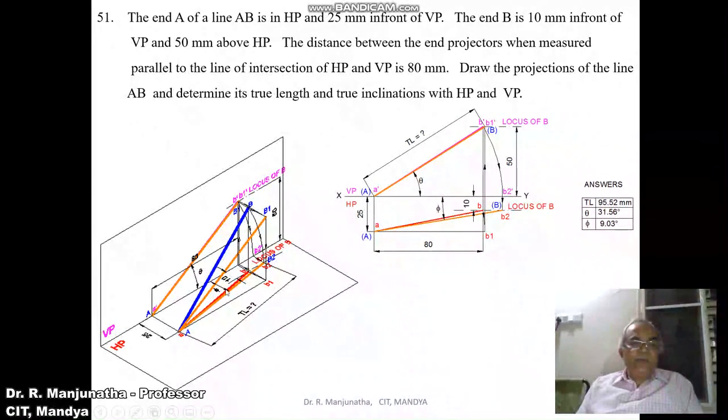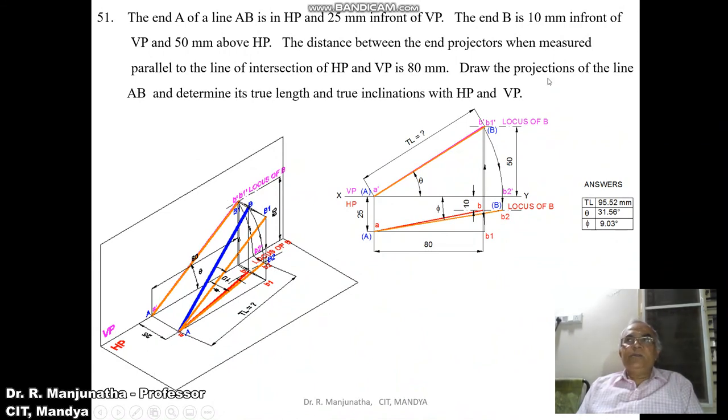Then join A to B with a dark line and A dash to B dash with a dark line. So B is in front of VP by 10 mm, and B is above HP by 50 mm. So you can see that the point is here. When you draw this with a dark line, this is the line which is in space, that is capital A and capital B.